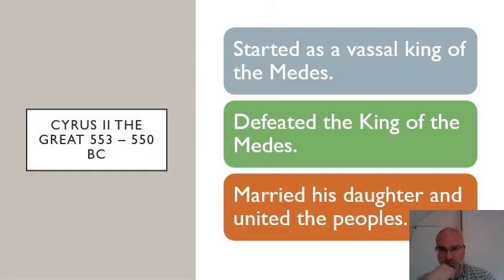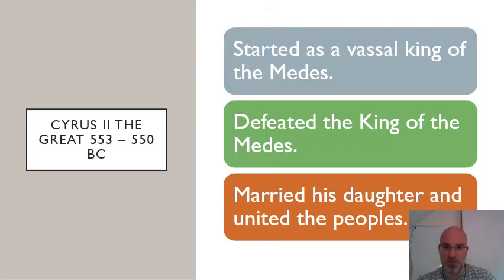Now, Cyrus started off as a vassal king of the Medes, so he owed allegiance and obedience to this bigger Median empire, and he decided that he didn't like that. So he assembled an army and fought the king of the Medes, and he defeated him and took over the empire. So the Persians fused the empire, or the area that the Persians had, I wouldn't call it an empire, with the empire of the Medes.